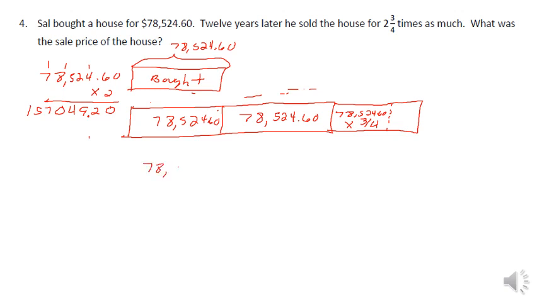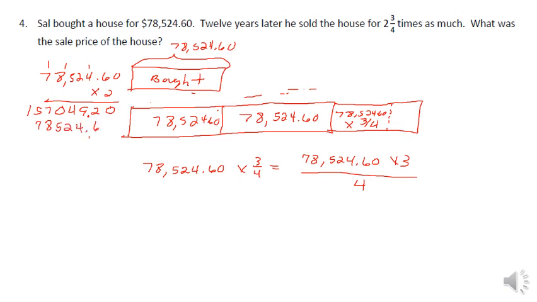Now we're looking at 78,524.60 times 3/4, which equals 78,524.60 times 3 divided by 4. Now there's no easy way to do this, so since I've already multiplied by 2, I'm just going to add another 78,524.60, because that'd be 3 times that value.